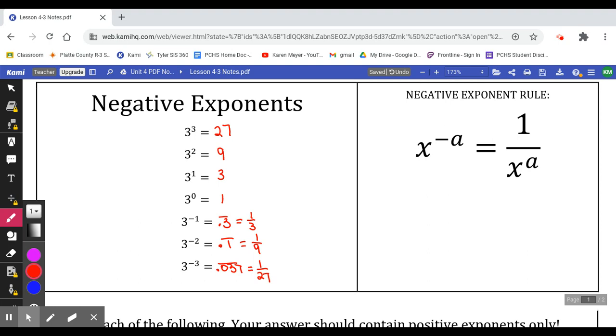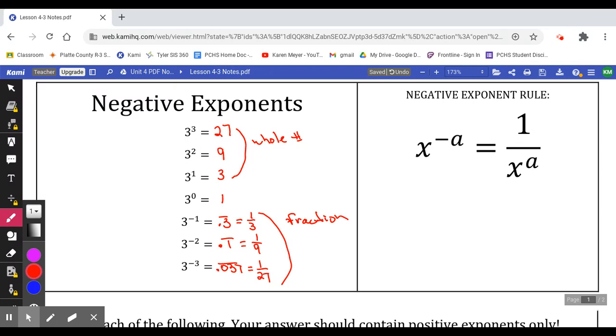So if your exponent is positive, like it was here on these, you ended up with a nice, neat whole number. But if you have a negative exponent, you got a decimal answer, which we converted into a fraction. Well, how can I do this without figuring out the decimal on my calculator and then converting it from a decimal to a fraction? And that's what our rule off to the side is going to help us with.